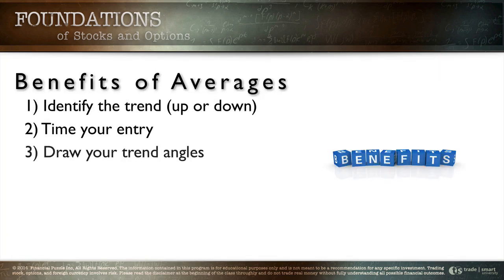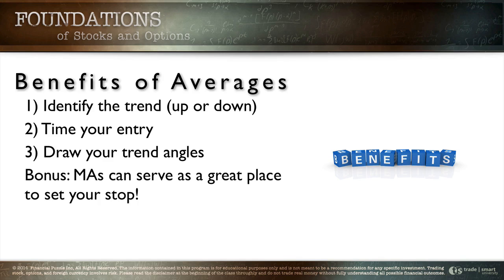All right, now, let's kind of pull this together. We've just talked about 3 key benefits of the averages. We've talked about using it to identify the trend. We've talked about using it to time your entry with a buy or a sell signal. And now we've just talked about it to help define your trend angles with support and resistance. But there's other ways that we can use them as well. We can use those angles that we get from using it as a trend line as a place to set our stop.